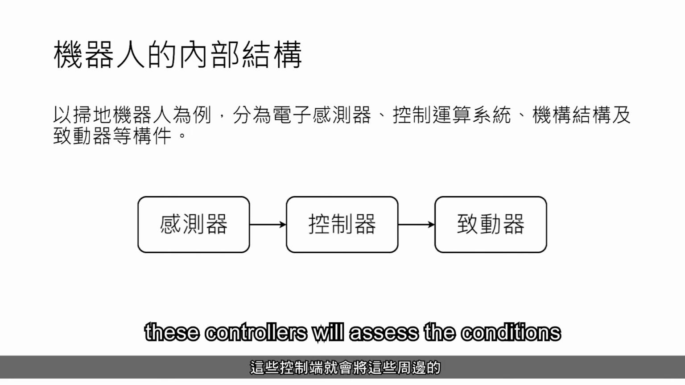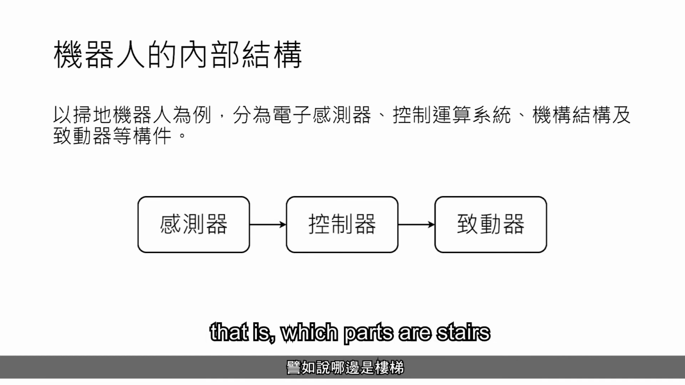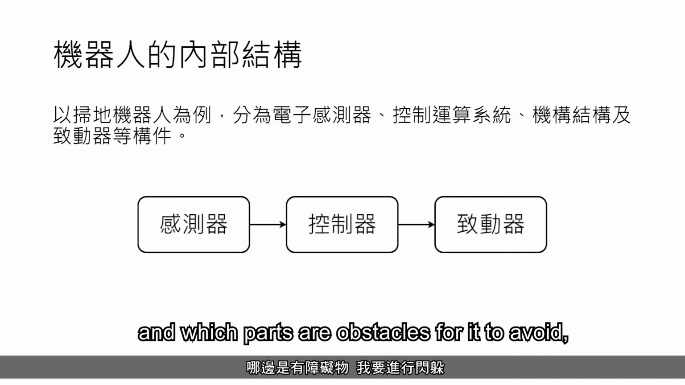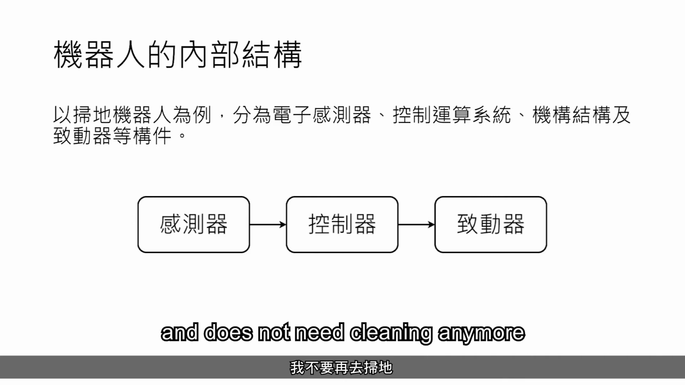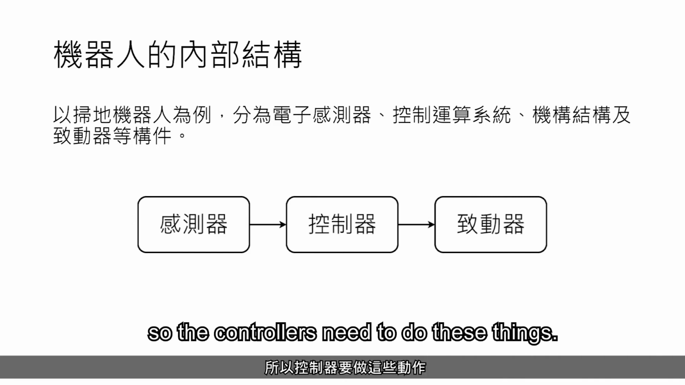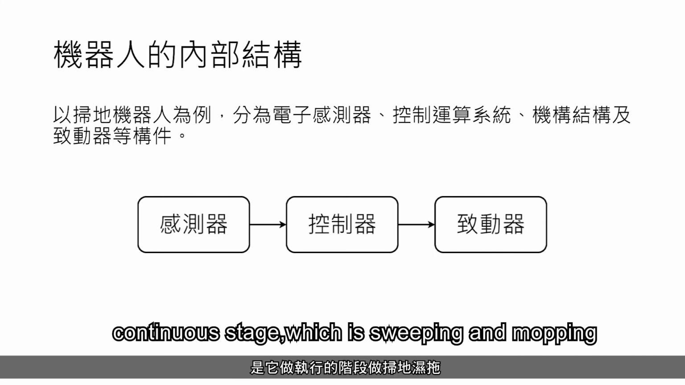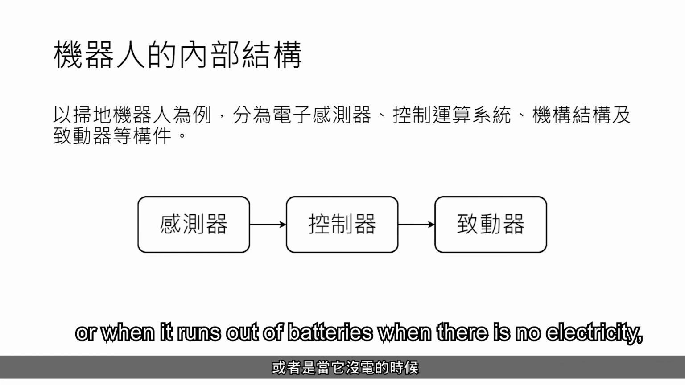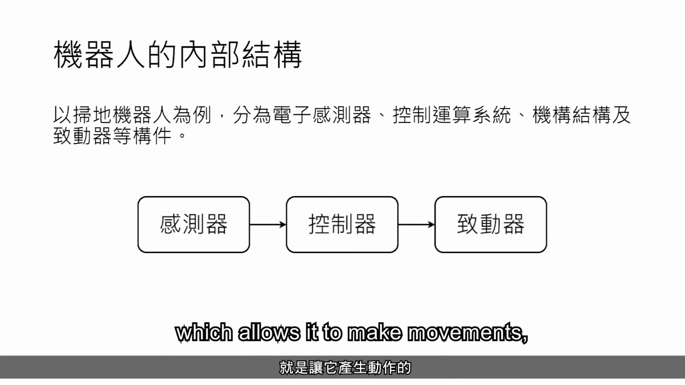These controllers will assess the conditions of the surrounding environment, that is, which parts are stairs and which parts are obstacles for it to avoid, and which areas it has already passed through and does not need cleaning anymore. So the controllers need to do these things. Next, what the controller will do is a continuous stage, which is sweeping and mopping, or when it runs out of batteries. When there is no electricity, what does it do? It returns to the recharger.